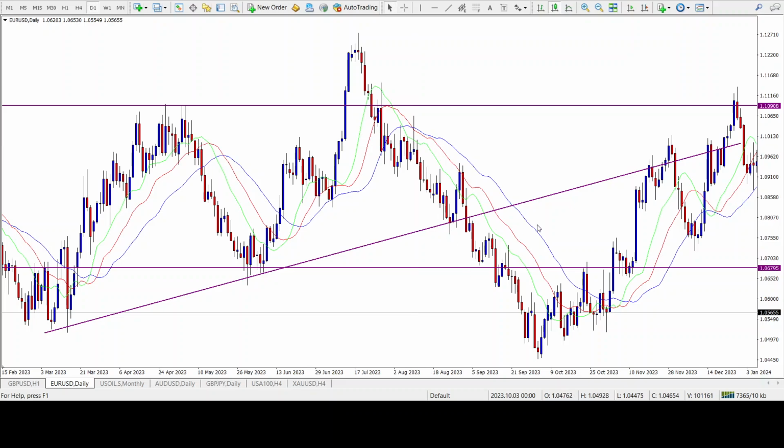Basically, that is it. It's important to always use appropriate lot sizing. That's also part of risk management. Use appropriate lot sizing when you are entering your trades.